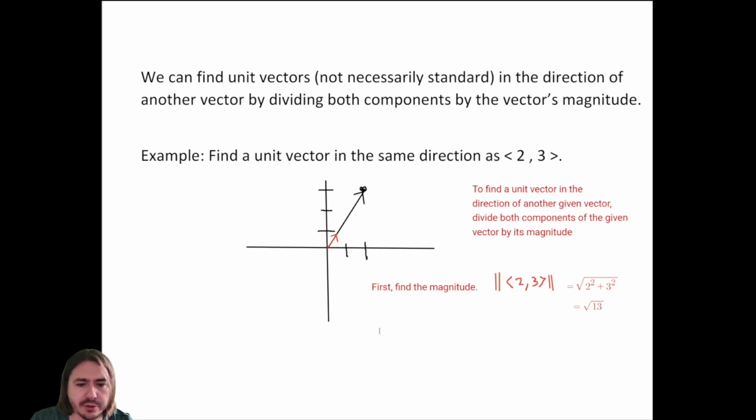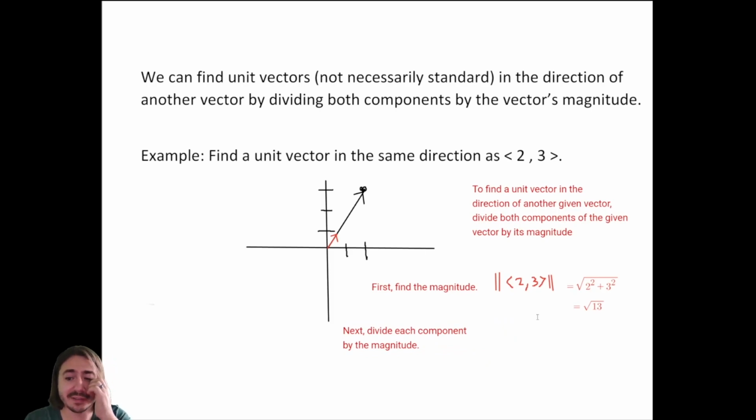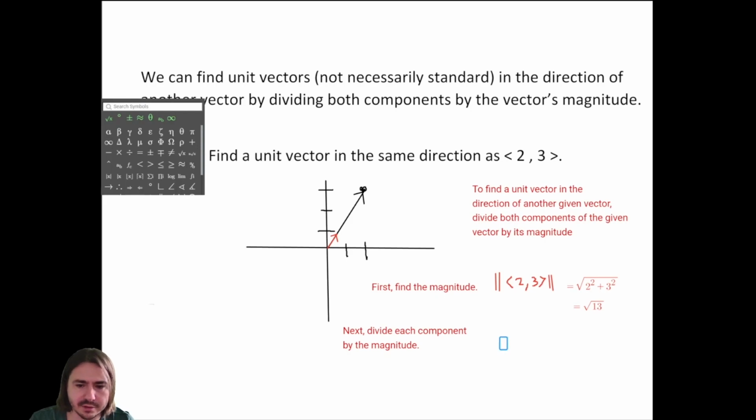Once you have the magnitude, you can divide each component by the magnitude, and then you're essentially done. You might be able to simplify or convert it to a decimal. Sometimes it works out to be a nice fraction, sometimes not. But essentially what we have here is the original vector (2, 3), and we're going to divide each one of those by the magnitude, which we found was root 13.